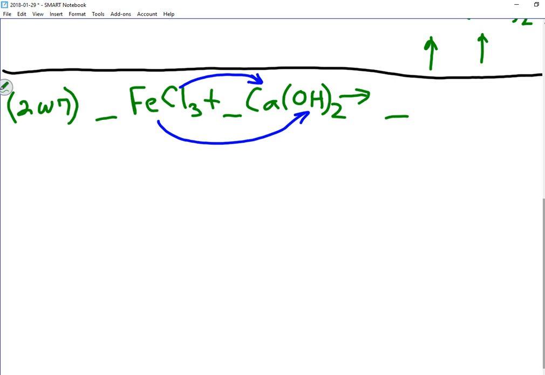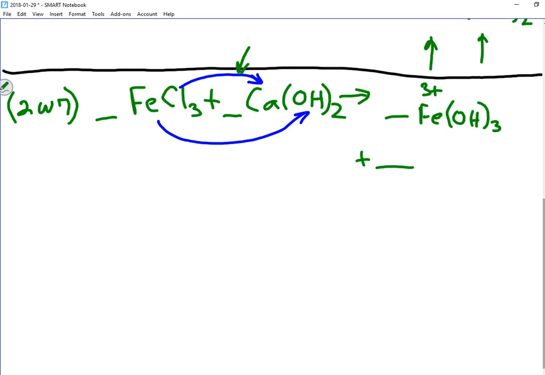So, iron, Fe, and OH. Now, iron has a 3+. So, how many hydroxides do I need? 3. Okay, then, thanks to Tom, I'm putting the plus in there. Okay, the next one is going to be chlorine with calcium. My blue arrow that's at the top, this guy.